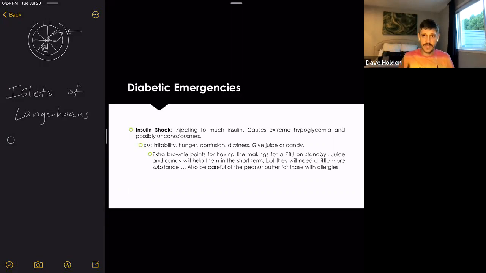Give them juice, give them candy, give them something to raise the blood sugar. Extra bounty points if you've got a PB&J on hand. You want to give them sugar to raise their blood sugar levels, but they need something more substantial than that, right? A little piece of hard candy will just give a small little rise in the blood sugar. What they need is a meal, something substantial to eat that will raise the blood sugar.